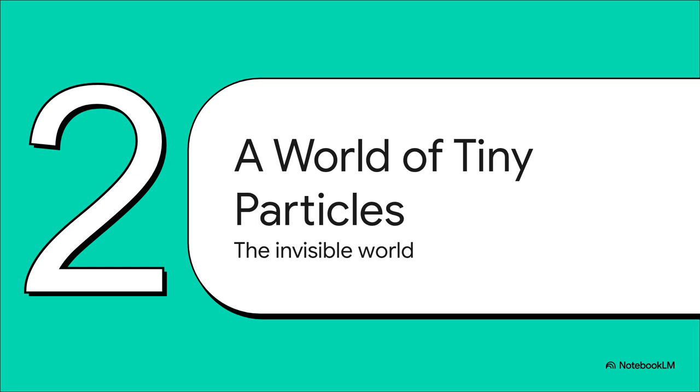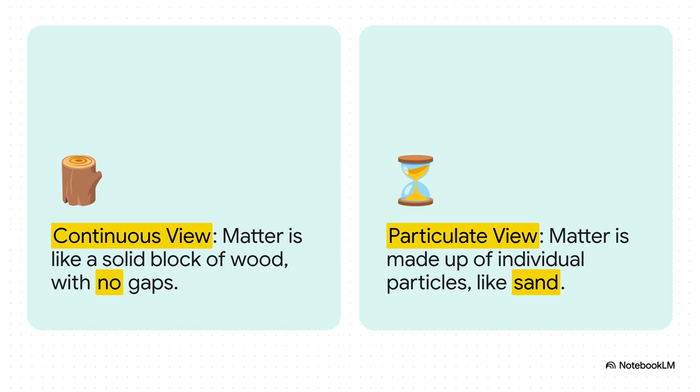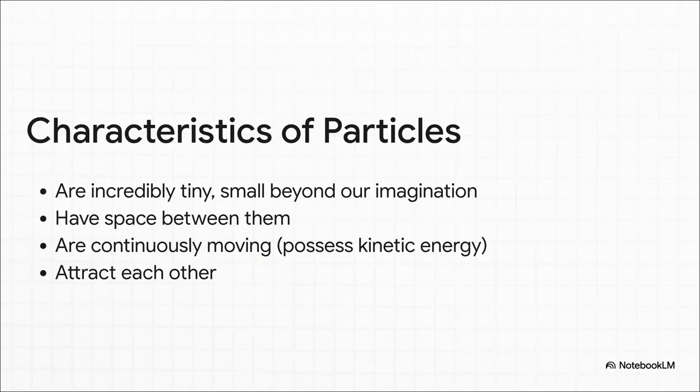Okay, so we know matter comes in different states. But what are these particles we keep mentioning? Let's zoom in one more level and find out. For a long time, scientists were split on this. Was matter continuous, like a perfectly smooth block of wood with no gaps at all? Or was it particulate, made of tiny individual bits, kind of like a pile of sand? It actually took some pretty clever experiments to settle the debate. And when the evidence came in, it was just overwhelming.